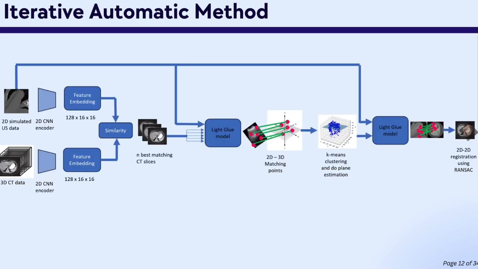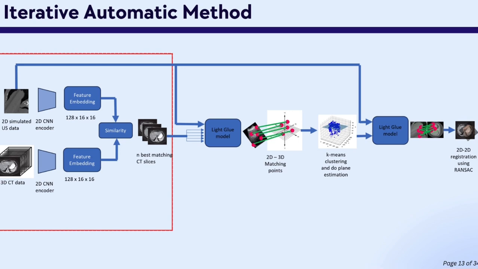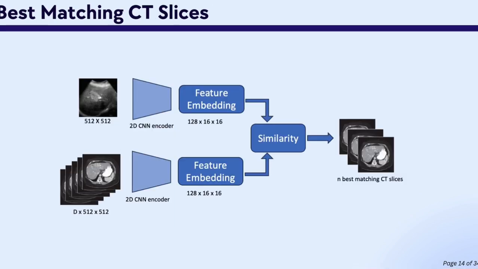It contains several blocks. First block is getting best matching CT slices. To tackle the multidimensional nature of CT data, we reduce the 3D CT volume into 2D CT slices along the axial direction. Then these slices along with the 2D ultrasound images are used to train a CNN autoencoder. The autoencoder reduces the 512 by 512 image dimensions into a compact feature space of 128 by 16 by 16 for efficient processing. The encoder contains 5 convolutional layers and the decoder mirrors it with transpose convolutional layers. Both use activation functions and batch normalization.